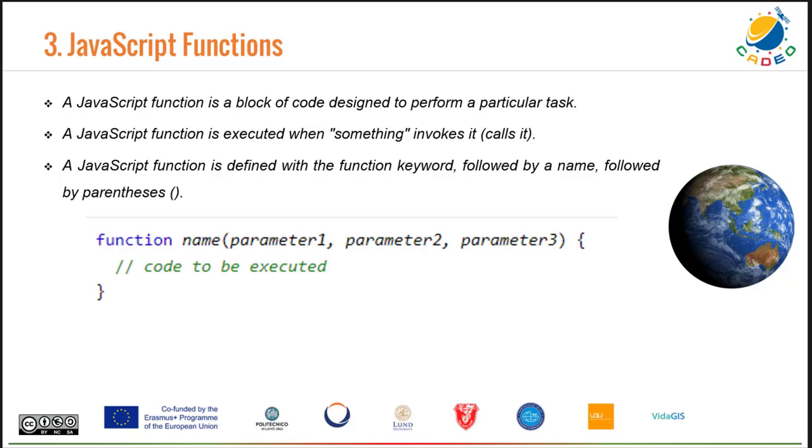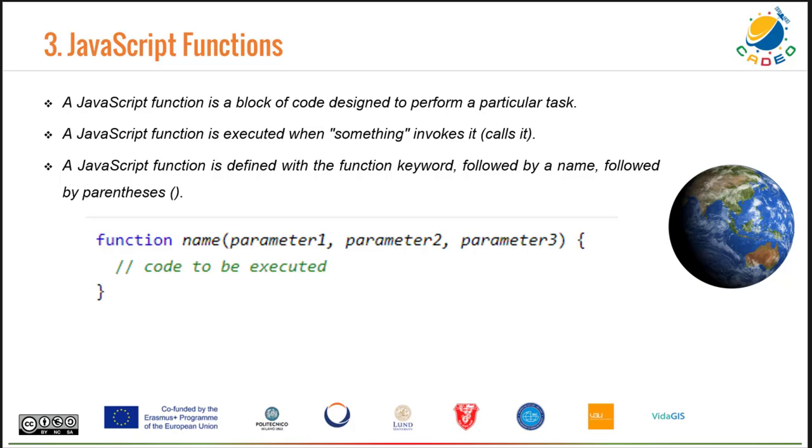Now, we jump into the third topic, JavaScript functions. A JavaScript function is a block of code designed to perform a specific task. Functions are like little programs within a larger JavaScript program. They allow you to organize, reuse, and modularize your code. Use the same code with different arguments to produce different results.